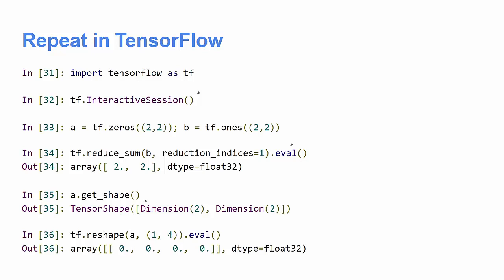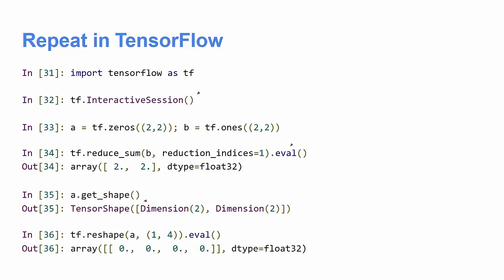tf.reduce_sum(b, reduction_indices=1).eval() is needed to print the value. We cannot print without eval in TensorFlow. Reduction_indices is similar to axis equal to 1, and it will show the array of 2, 2.